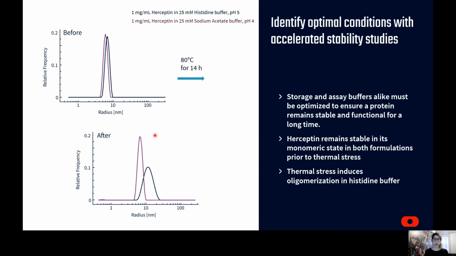While Herceptin remains stable in sodium acetate buffer after incubation at high temperatures, indicated by this purple peak here that doesn't differ very much from the size distribution peak prior to incubation. On the other hand, in the histidine buffer shown by that navy peak, not only does the radius increase in size when we see a shift to larger radiuses or radii, indicating sample oligomerization, but the peak also broadens, reflecting an increase in the PDI value in the sample polydispersity.